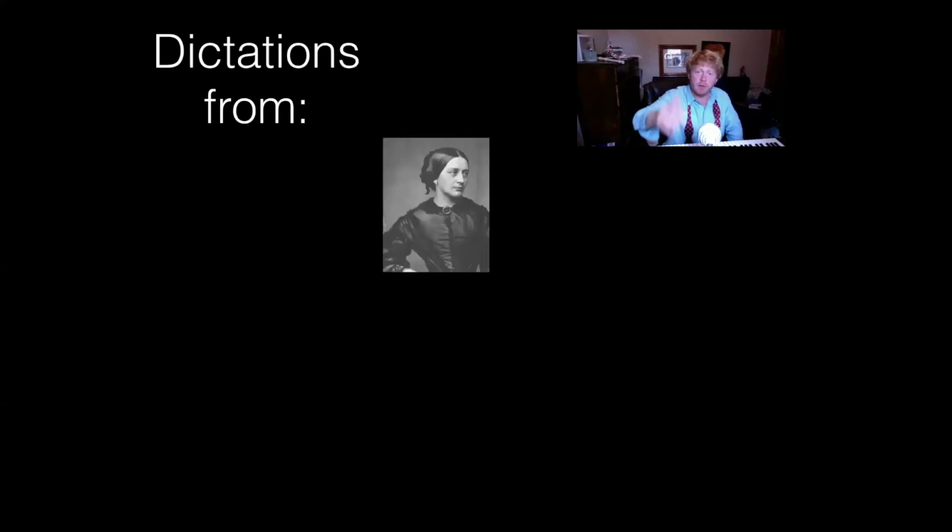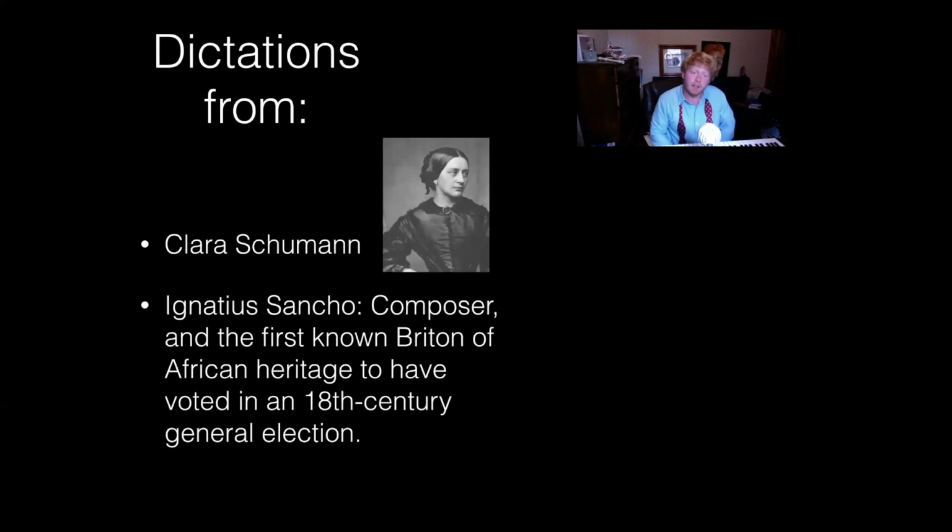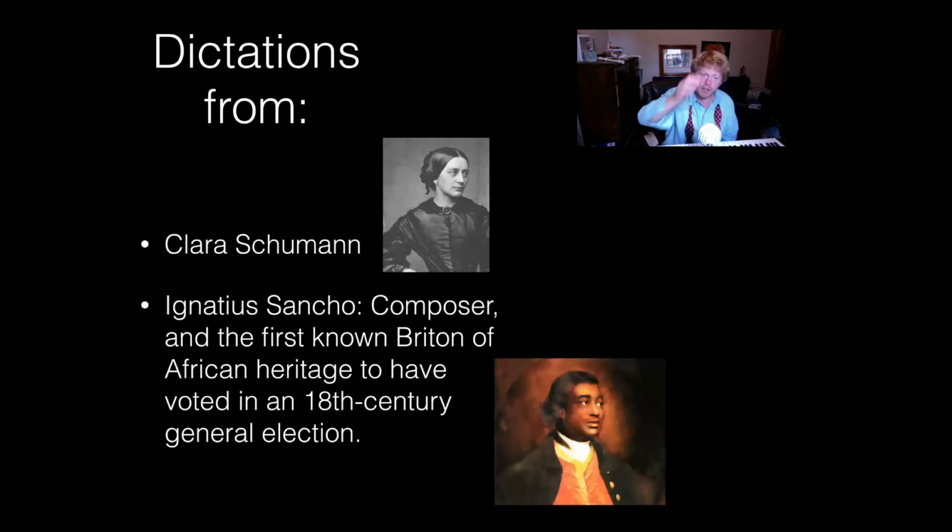They're from Clara Schumann, famous pianist and composer. And then Ignatius Sancho. He's a composer. He was born in West Africa, and he was the first known Briton of African heritage to have voted in a British election. So he's not only a composer, but he is also of some political note as well. So those are the origins of the two melodic dictations you'll be seeing on Owl.